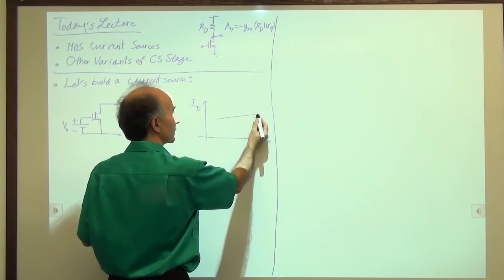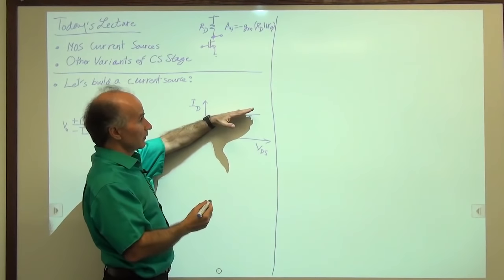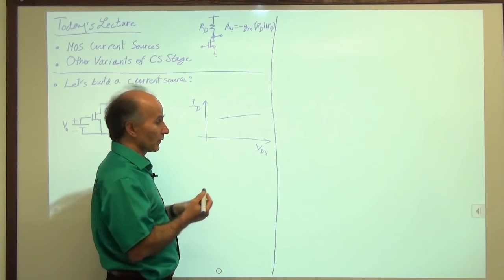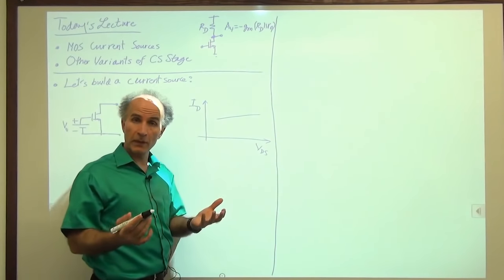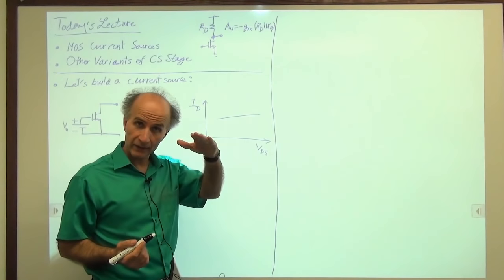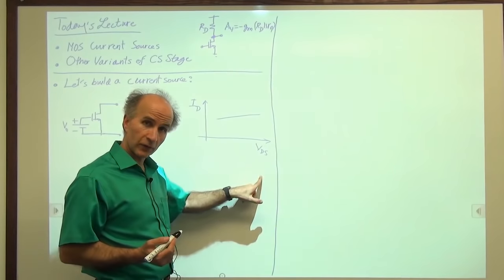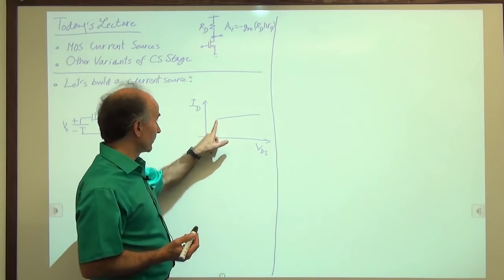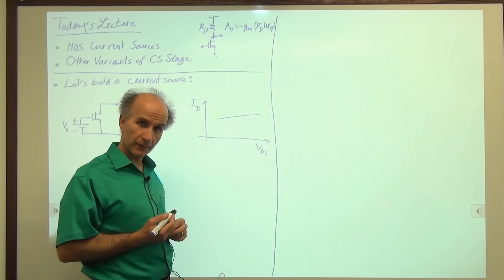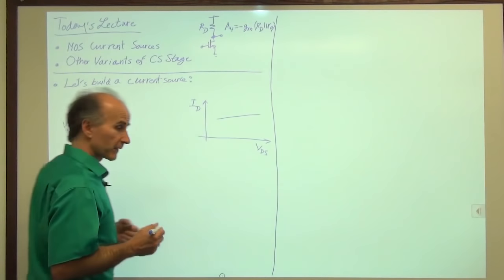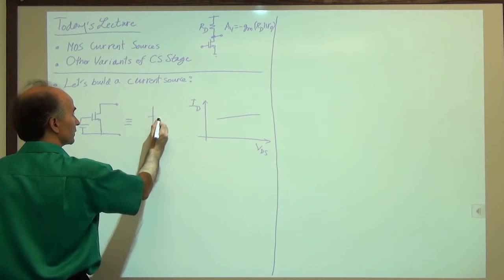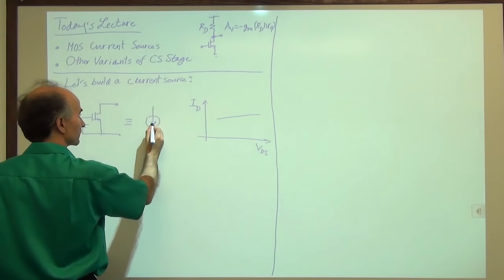something like this. Now if you want to include channel length modulation, there's a bit of slope. If not, the slope is zero. Okay, so this is an approximation of a current source. An ideal current source is one whose current is constant regardless of the voltage across it. And from here to here, it's a good approximation. So we will use this as a current source. So equivalently, for our purposes, we can say that this is similar to a constant current source.